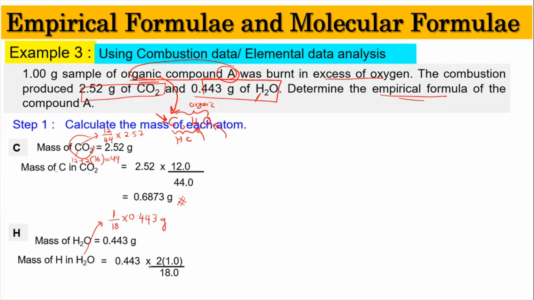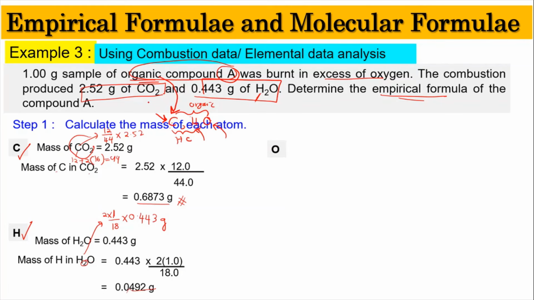So once you do that, okay, the mass of hydrogen here got 2, so we're going to multiply it by 2. Okay, so they're going to get 2 times 1 divided by 18. So lastly, you're going to get the mass of hydrogen to be 0.0449 gram. Okay, so carbon done, hydrogen done. Now we need to find the mass of the oxygen. So the mass of oxygen is present.